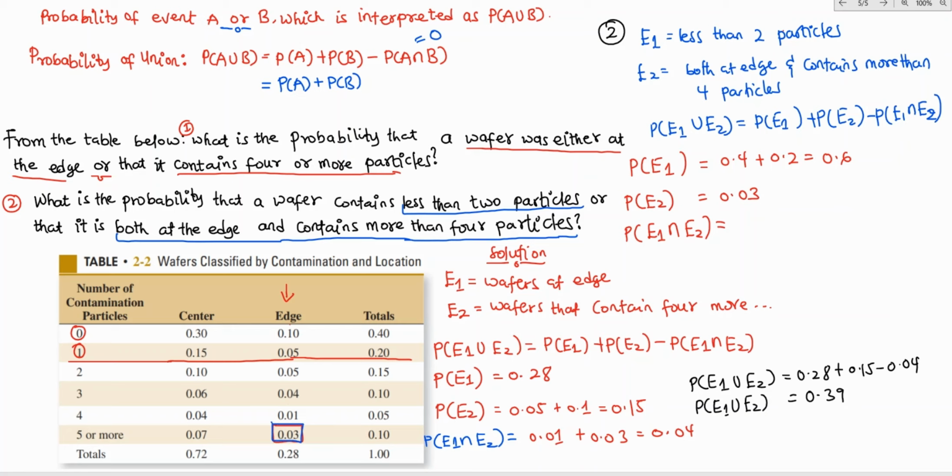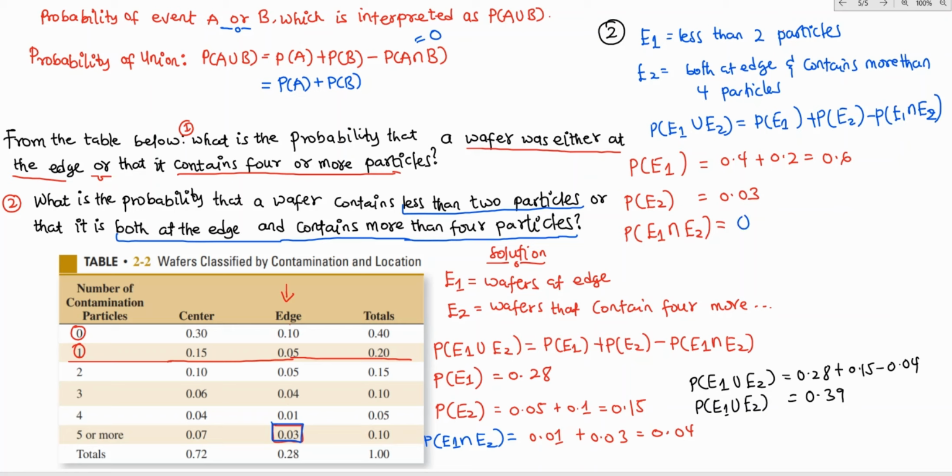So we are trying to see if we can get a wafer that will be in these two events. But this will not be possible, because for the first event we are just looking at particles less than two, and for the second event we are looking at five or more particles. So there is no way that these two are going to have some outcomes in common. 0 and 1 are not even up to 5 or more, so we can't have a common outcome between the two. So in this case, the probability of E1 intersection E2 will be equal to 0.